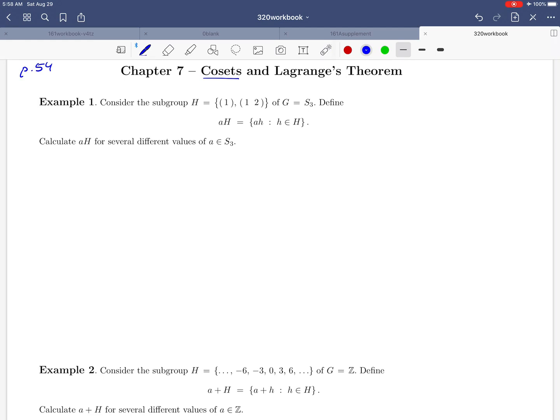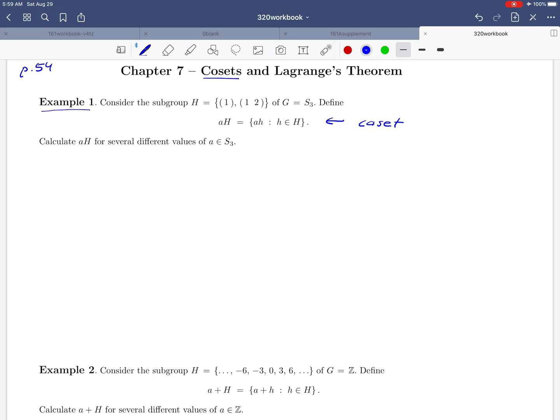Okay, so I'd like to illustrate this concept by looking at an example. Now let's read example 1 together here. They'd like us to consider the subgroup H equals the identity permutation 1 and the permutation cycle (1 2) of the group G equals S3. Remember that S3 is just the set of all permutations on a set of 3 elements. And we're going to define what's known as a coset right here. Let's take a look at what that is.